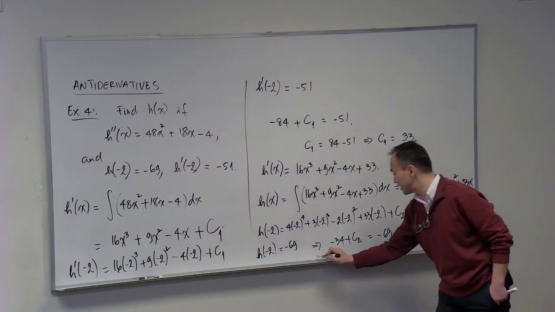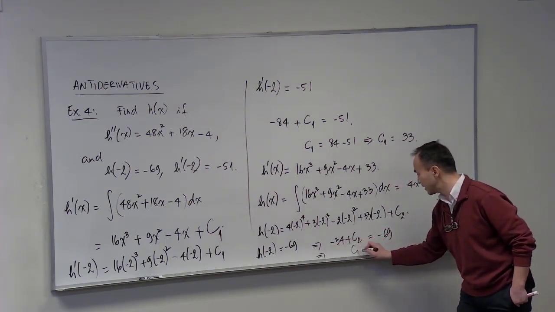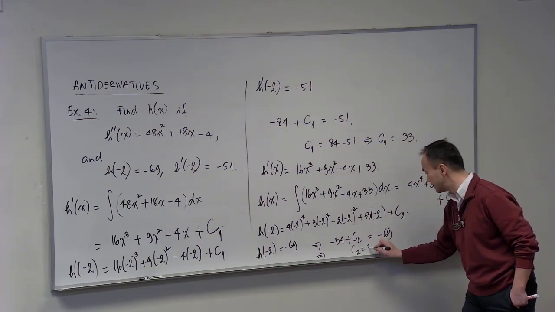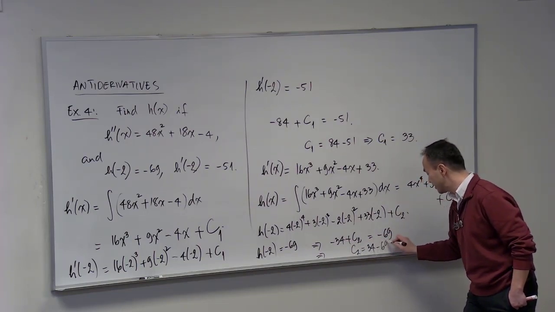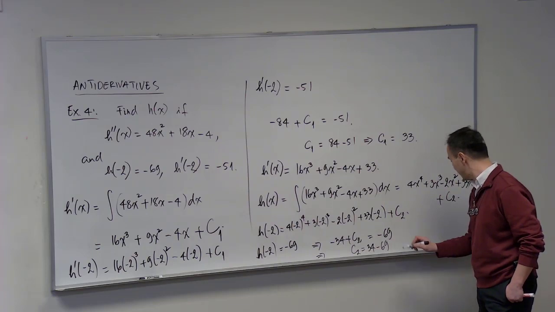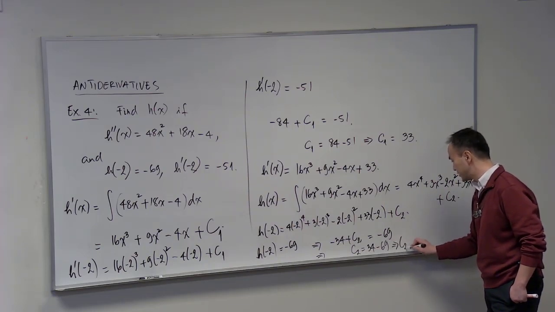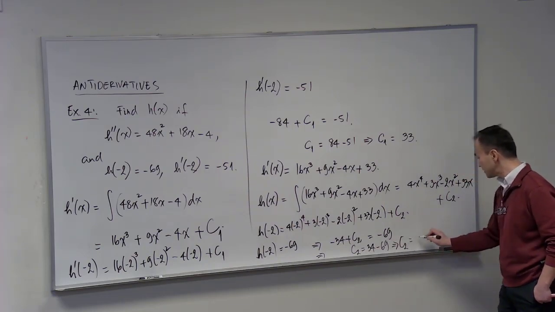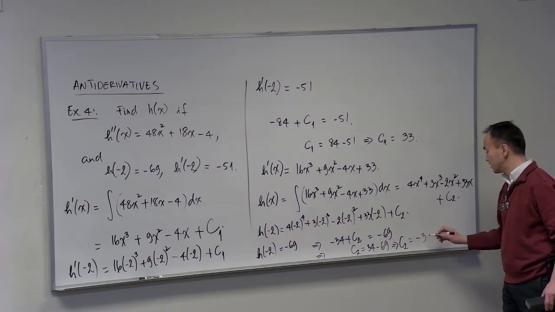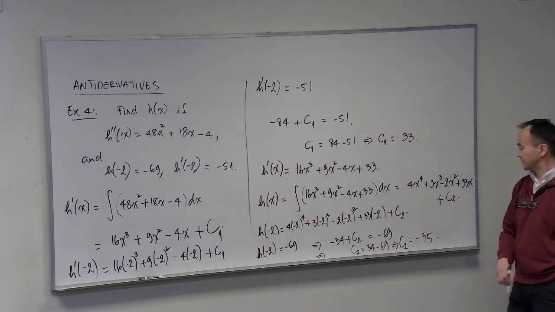In this case, I'm going to add 34 to both sides, making C2 equal 34 minus 69. I'm running out of space here. C2 has to equal negative 35.